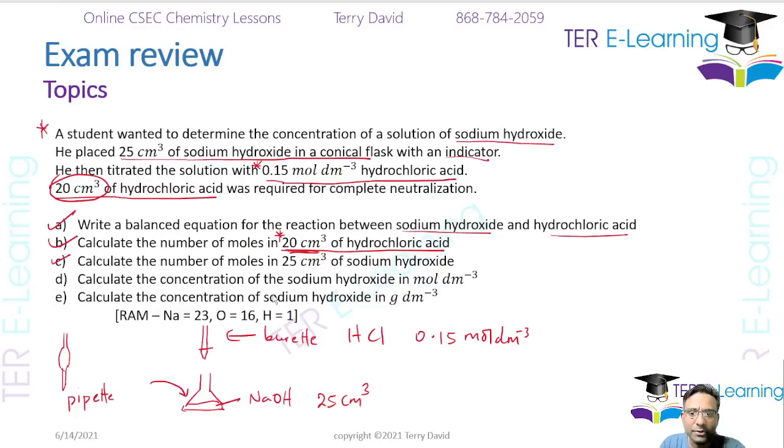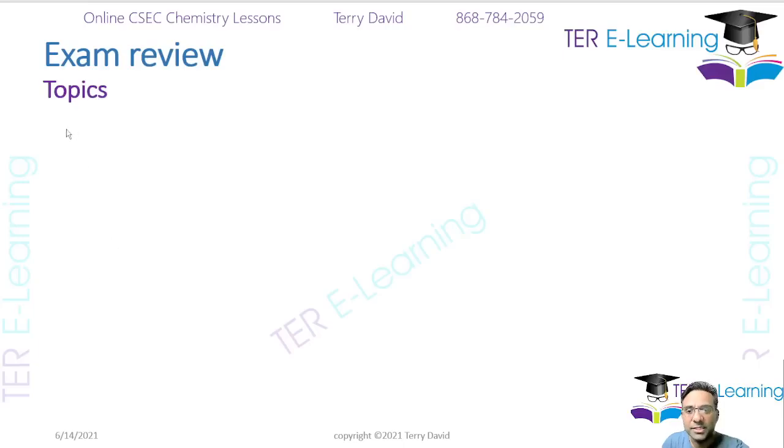Now in part C, they said calculate the number of moles in 25 cm cube of sodium hydroxide. Now we don't know the concentration of the sodium hydroxide, we don't have that information. So what we have to do is use our equation in order to figure that out. Now, this is the part that some students have trouble with. So this is part C.